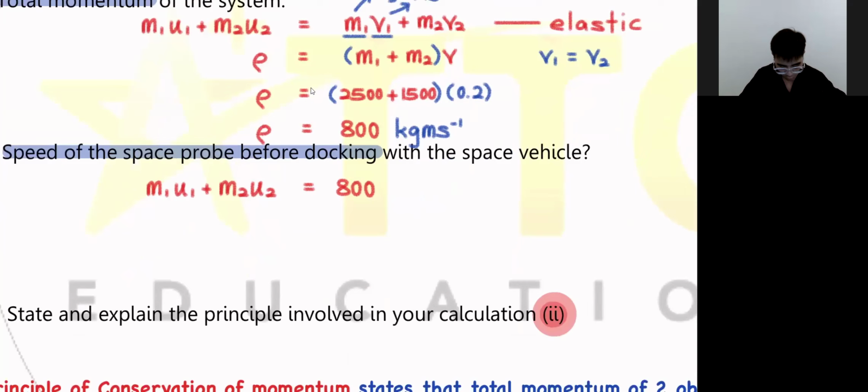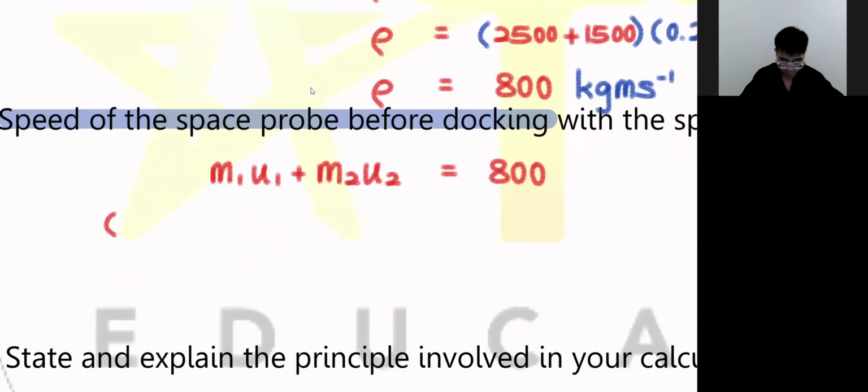Your M1, just put in, just follow how you assumed all the information. Remember just now we discussed that 1 is the space vehicle. So the space vehicle, according to the question, is 2,500 kilogram, right? You have to get it right, because you have to use the right mass multiplied with the respective velocity. The question did tell us that the space vehicle, object number 1, is at first moving at 0.5 meter per second.